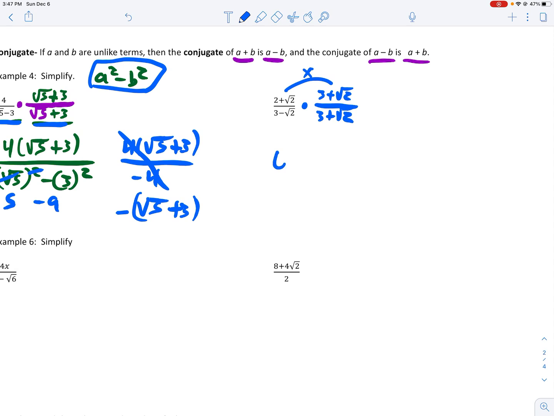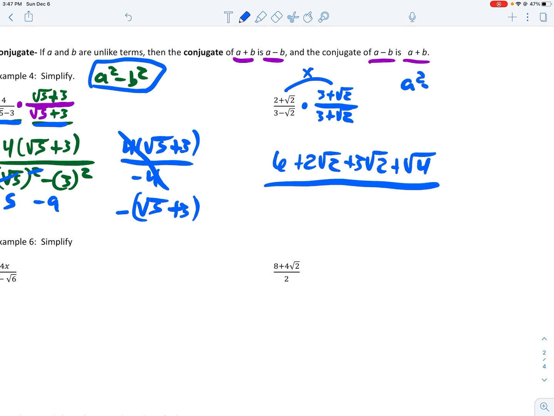So 2 times 3 is 6. 2 times root 2 is 2 root 2. And then plus 3 root 2. And then root 2 times root 2 is root 4. And the denominator, again, we have that difference of squares. So take a, which would be 3, square it. Take b, which is root 2, and square it. And now it's just simplifying, cleaning everything up.